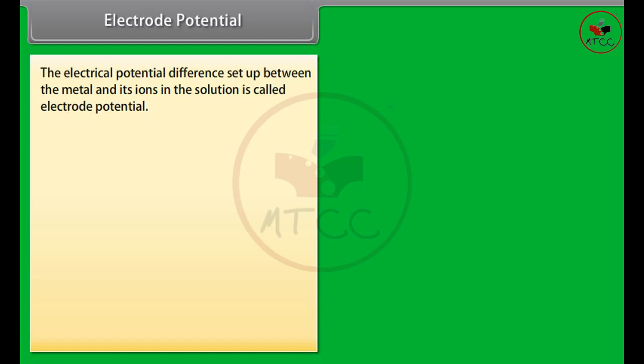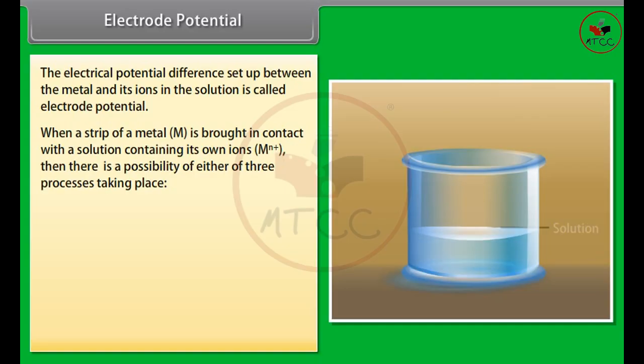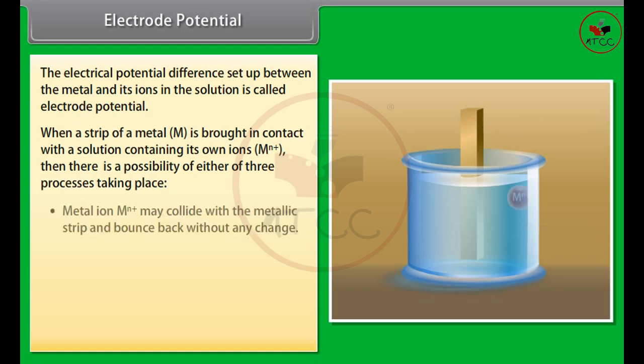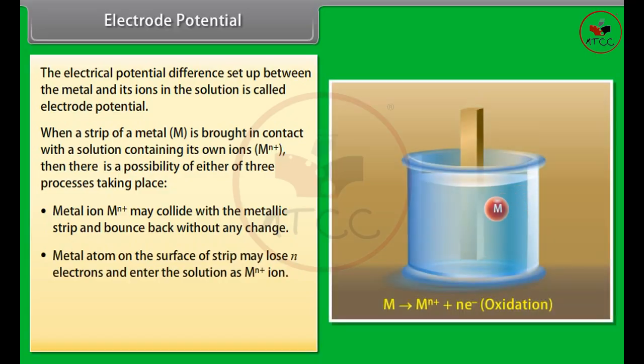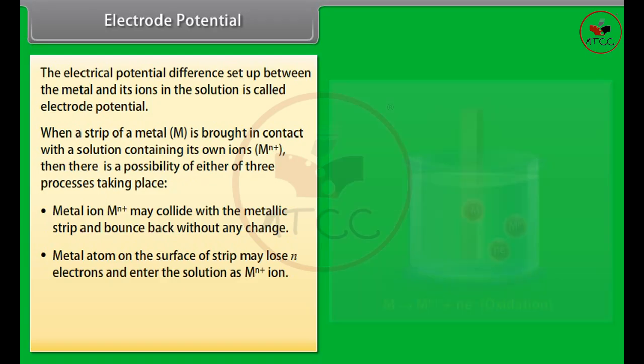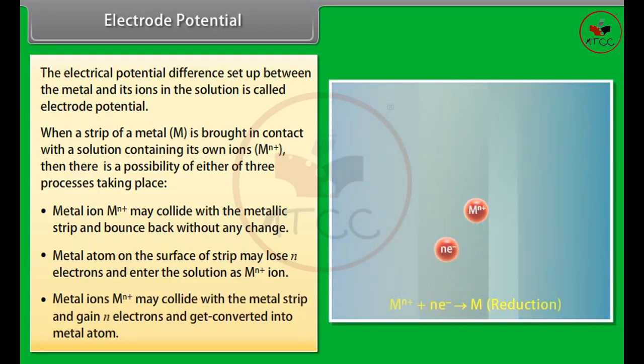electrode potential. When a strip of metal is brought in contact with a solution containing its own ions, then there is a possibility of either of three processes taking place. Metal ion may collide with the metallic strip and bounce back without any change. Metal atom on the surface of strip may lose n electrons and enter the solution as ions. Metal ions may collide with the metal strip and gain n electrons and get converted into metal atom.